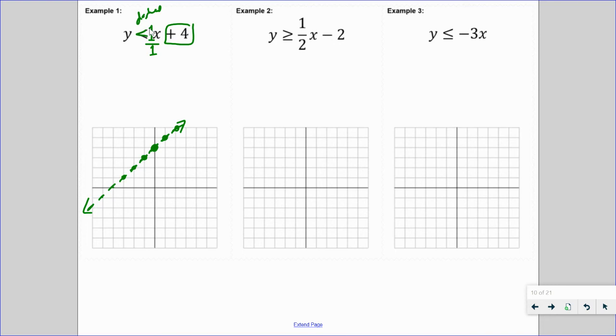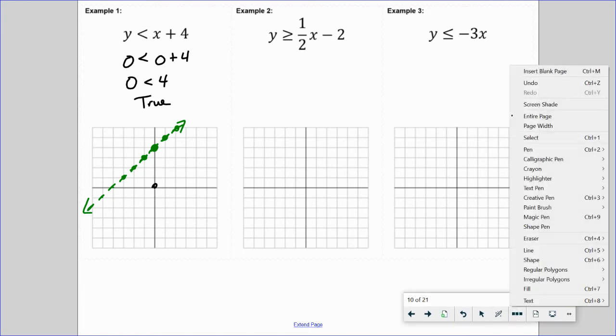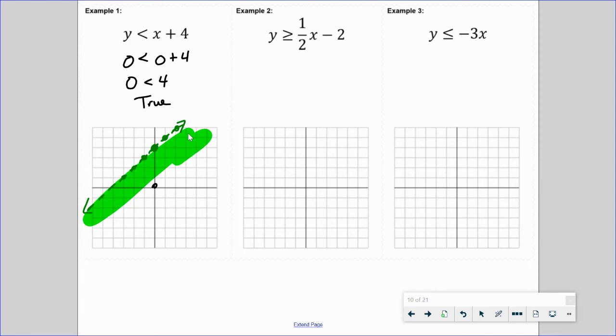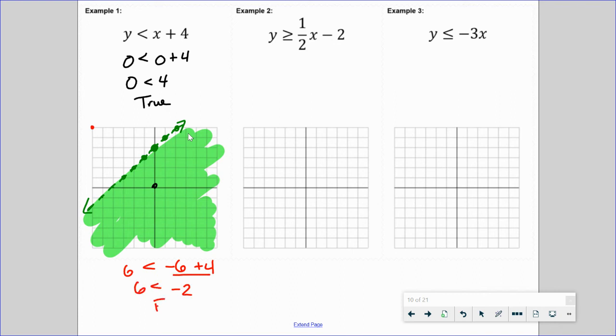All right, now it's time to check. You know, I'm going to check 0, 0. In this case, 0 is in fact less than 4. Because 0 works, so should all the points that are down below. But you've seen Mr. Callan make mistakes before, so ever so quickly, I'm going to check another point. Let's check -6 for the x value, 6 for the y value, -6 plus 4. And last I checked, 6 is certainly not less than -2.